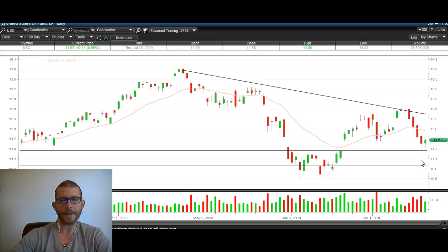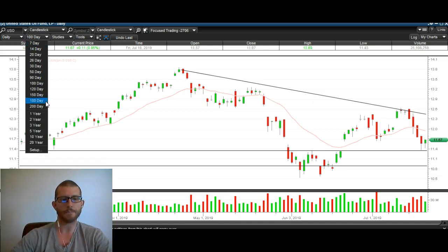But either way, whether we bounce here or whether we head lower first, I think the eventual result is going to be higher prices on oil and USO. I think eventually we'll break over these highs right here and break over this downtrend line right here.